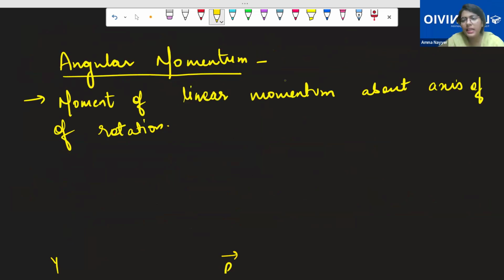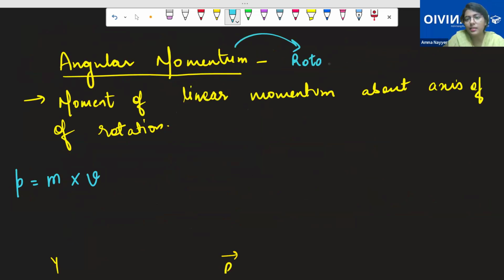So, angular momentum. Linear momentum you have already studied. Linear momentum was the amount of motion in the body. That was the product of mass and velocity. We have discussed it was represented with P, which was mass into velocity. So moment of linear momentum means the rotational analog of the linear momentum.